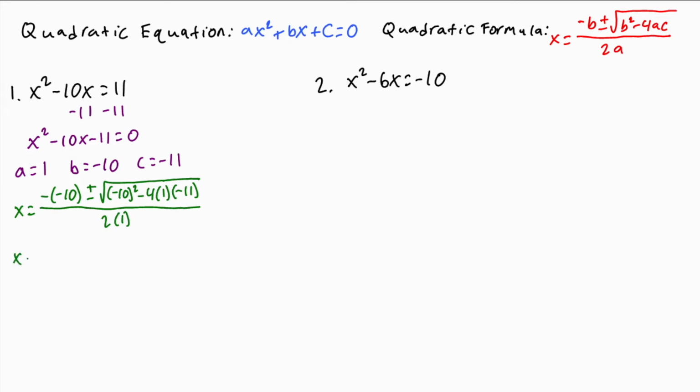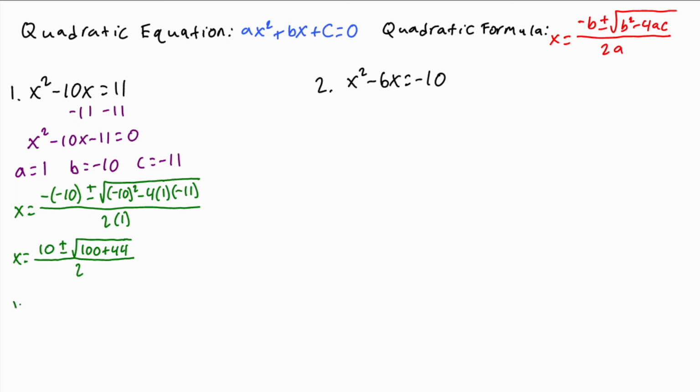So we can simplify this a little bit. Negative negative 10 is positive 10, plus or minus the square root of negative 10 squared is 100. Don't forget that a negative squared is positive. Minus 4 times 1 times negative 11. So that'll give us positive 44. And then all over 2 times 1, which is 2.